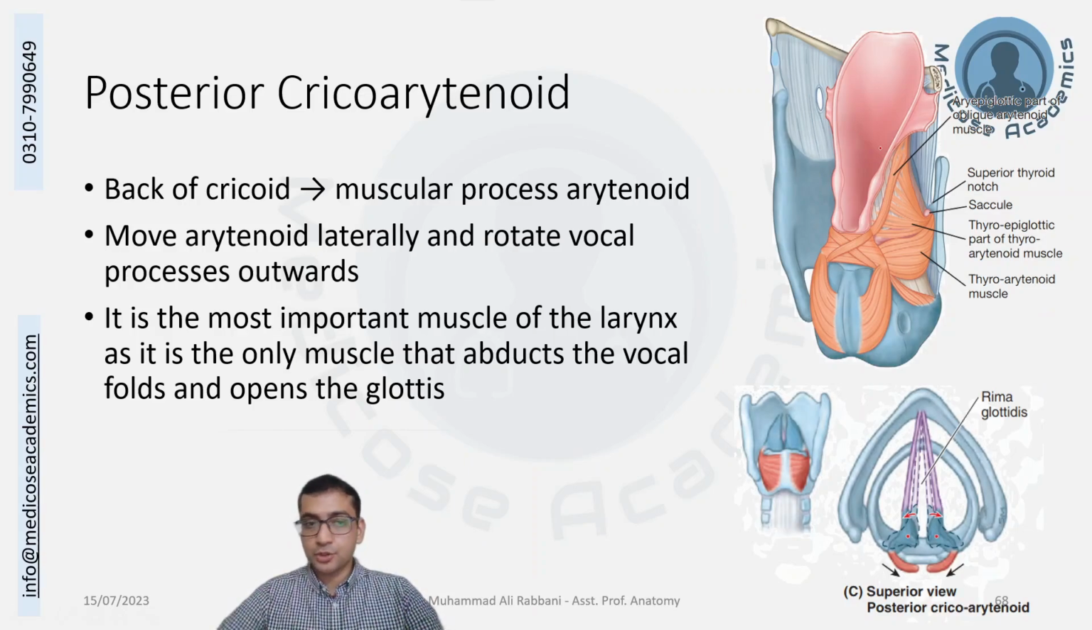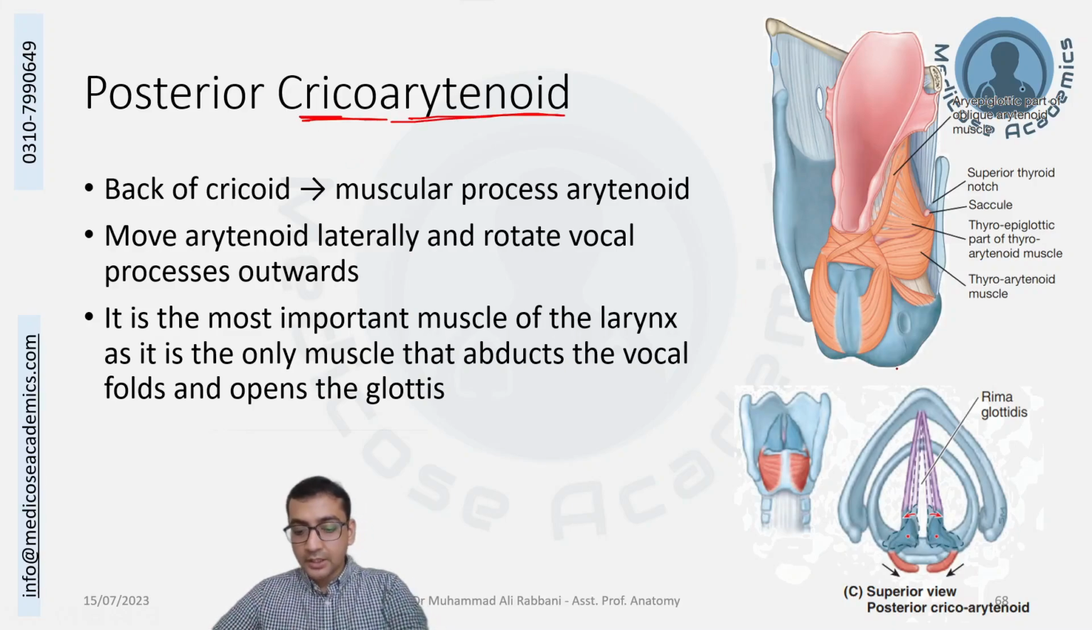Now the next is the posterior cricoarytenoid. The name shows that it is attaching from the cricoid to the arytenoid cartilage. Its origin is from the posterior aspect of the cricoid cartilage. Its insertion is on the muscular process, the lateral process, this one, of the arytenoid cartilage.